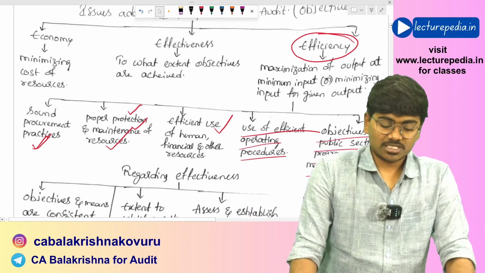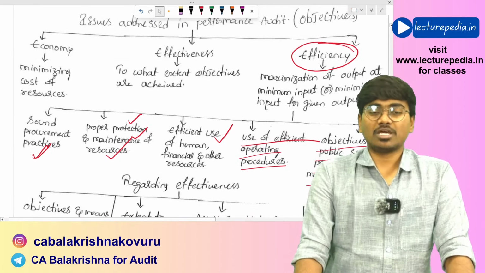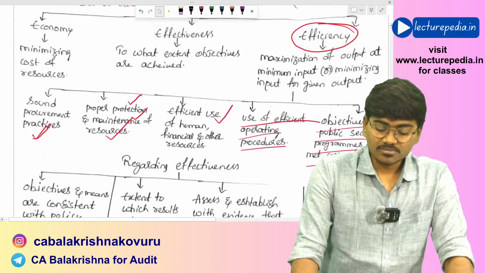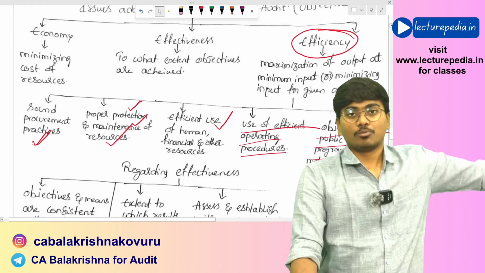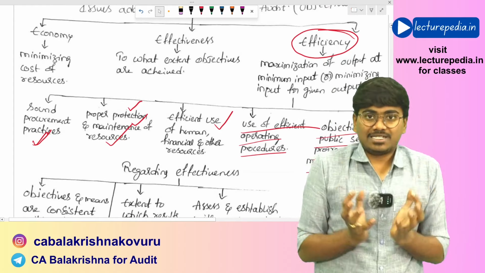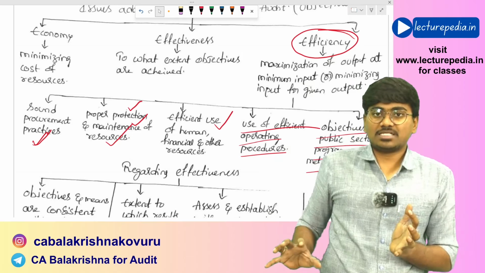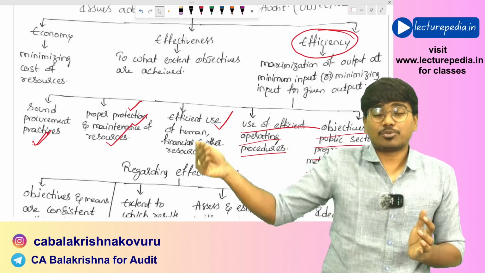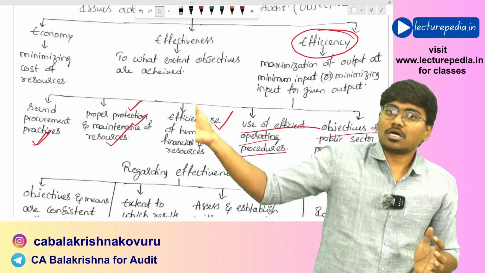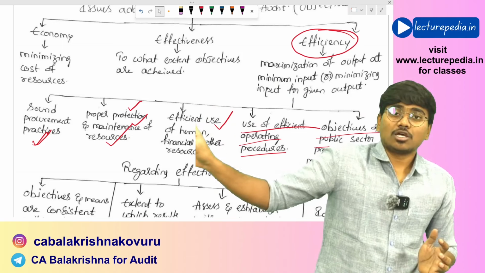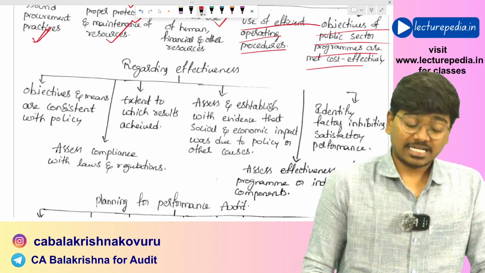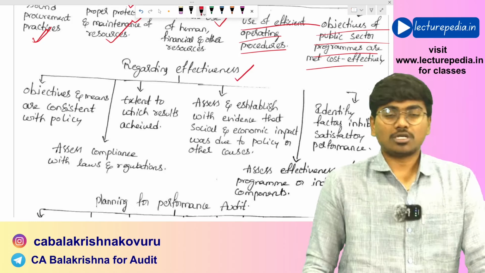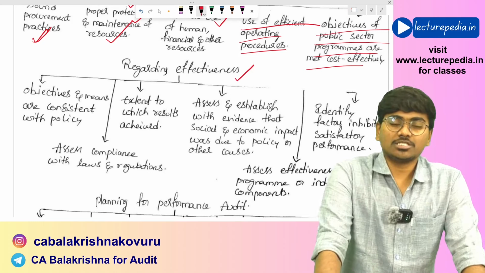These five aspects you will check with respect to efficiency. What are those five aspects? Procurement, maintenance, proper usage and proper operating procedures, and finally the objective needs to be met in a cost effective manner. Next, regarding effectiveness, what aspects will be verified by the auditor?